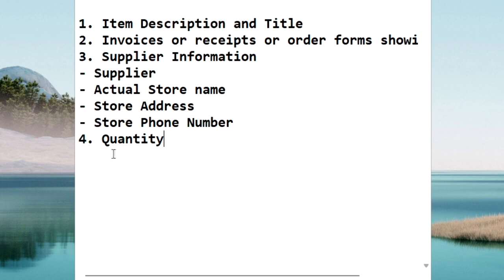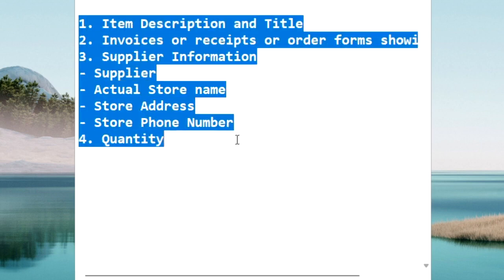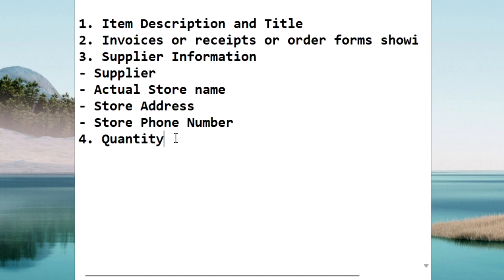Last but not least, the quantity. This quantity has to match how many. Let's say you have 5 items in your FBA inventory. This quantity needs to be 5, and the invoice that you supply needs to have 5 of those items on the receipt. Okay? Otherwise, you will only get however many items you have on that receipt back to you. Okay? So as long as you have these 4 things, your Amazon inventory is going to be approved.